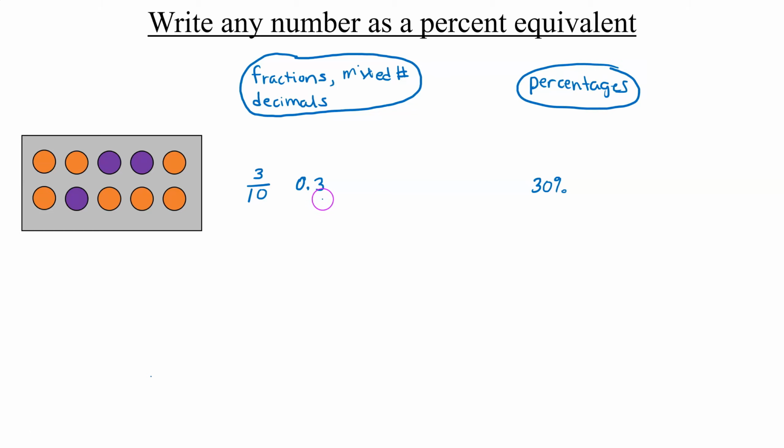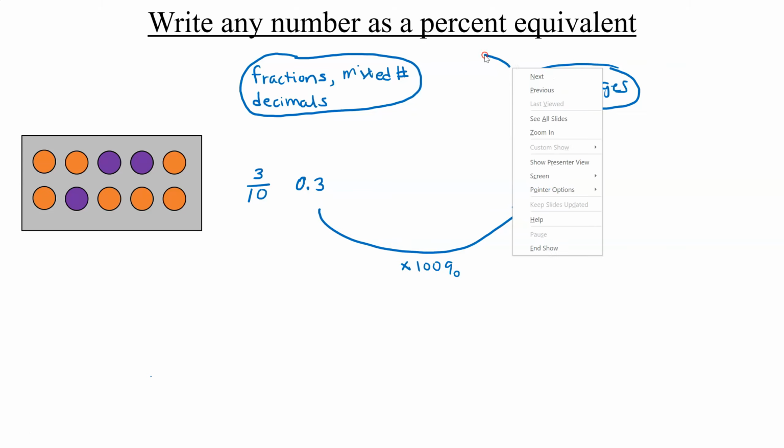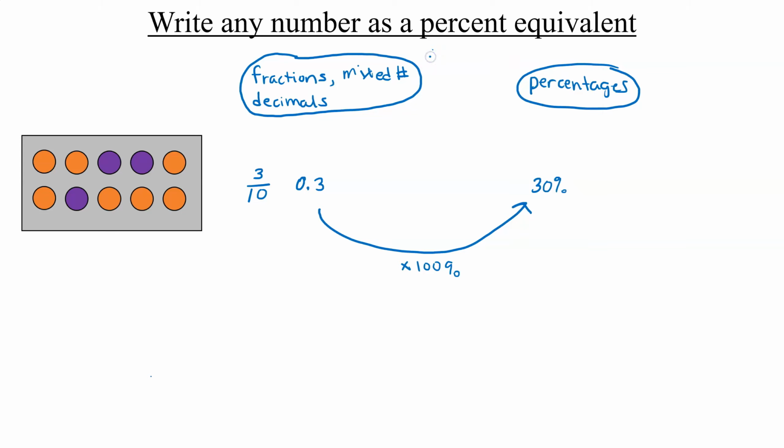And if you look at 0.3 versus 30, you'll see that if we multiply 0.3 by 100%, we get 30. So if we have a fraction or a decimal or a mixed number or an improper fraction, we can multiply it by 100% to get into percentage form. And then if we wanted to go the other way, if we wanted to go from percentages back into our fraction or decimal, we would divide by 100%.